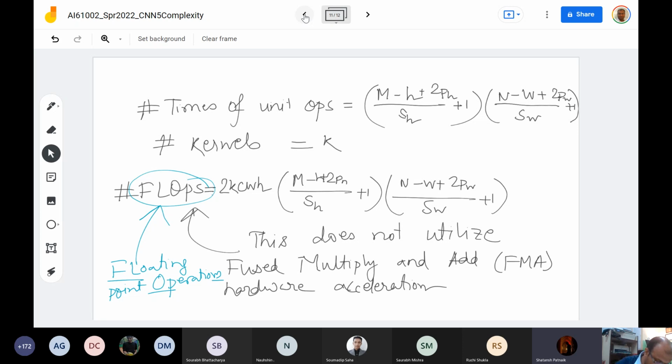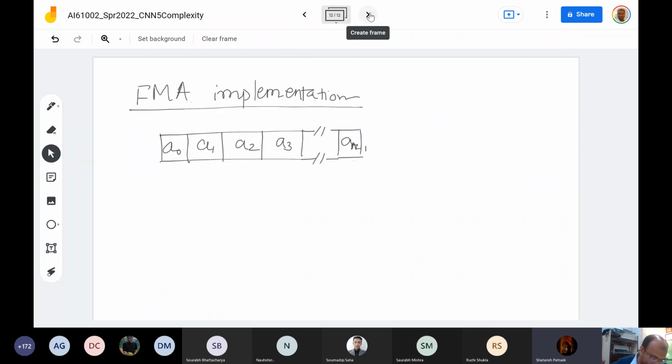So this is A0, A1, A2, A3. Like this, it keeps on going up to some A. So please change the slides. Okay. And I have another array over here, which has values like B0, B1, B2, B3, like this, which goes to B of n minus 1.